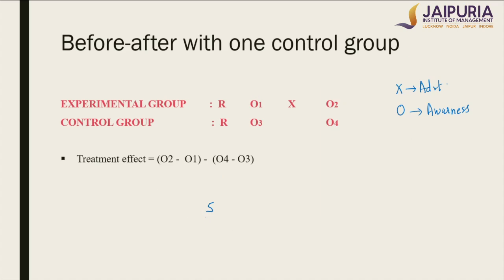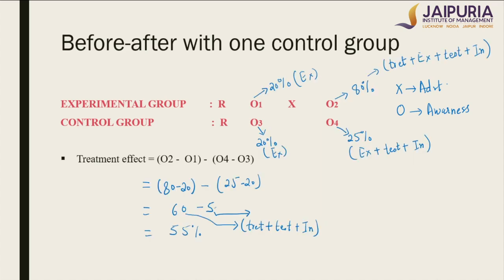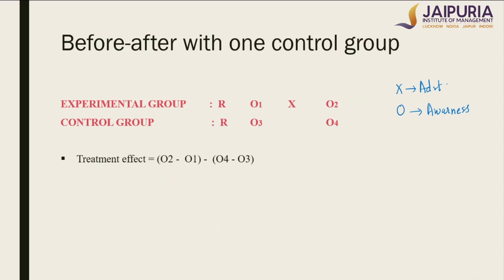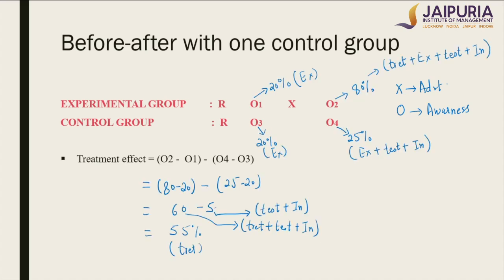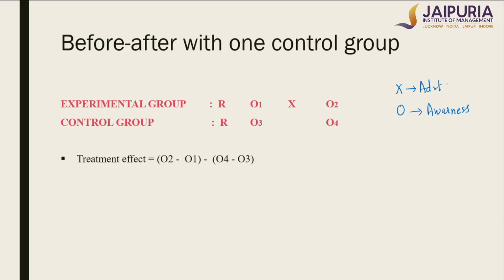Similarly, this 5% which we are getting, this is because of testing plus instrument. Once we take the subtraction of these two terms, whatever answer we are getting, that is 55%, it is only due to treatment, because here we are able to eliminate the effect of testing and instrument as well as history effect and maturation effect. So this is before-after with one control group or pre-test post-test with one control group design.